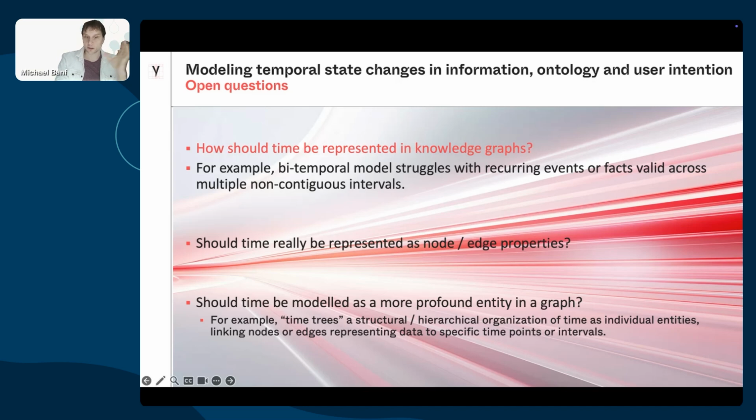in terms of a structure, a hierarchical organization of time as individual entities, and then linking nodes and edges which represent data and data interactions to specific time points. It allows for a different view of time and also for a different representation of temporal aspects in the knowledge graph, and allows for asking different questions, but also might need different types of querying, right? And for us, that is a driving question.